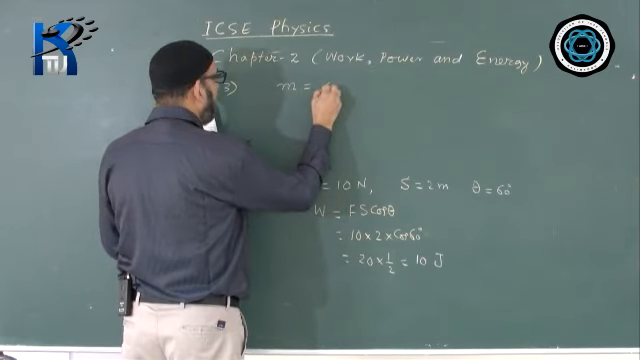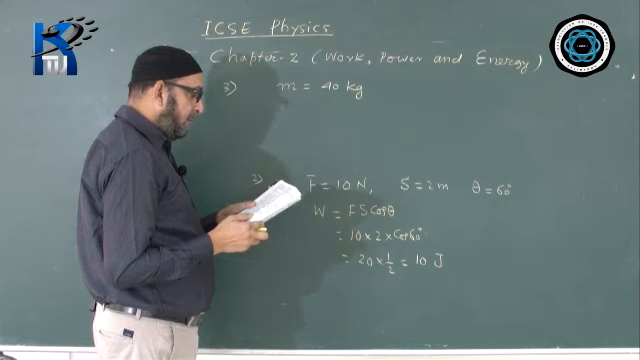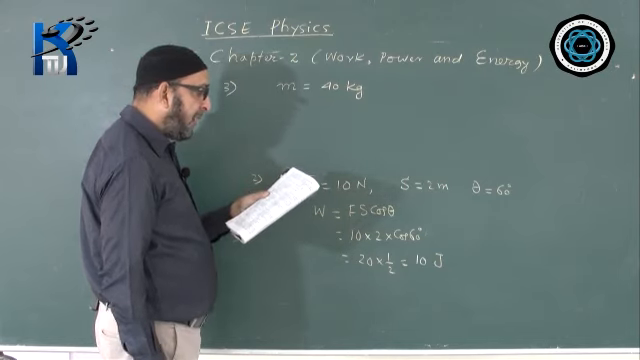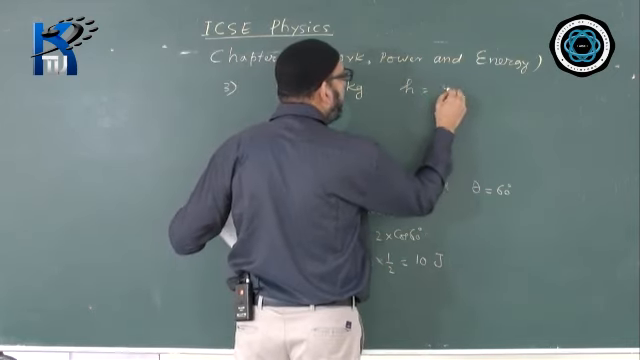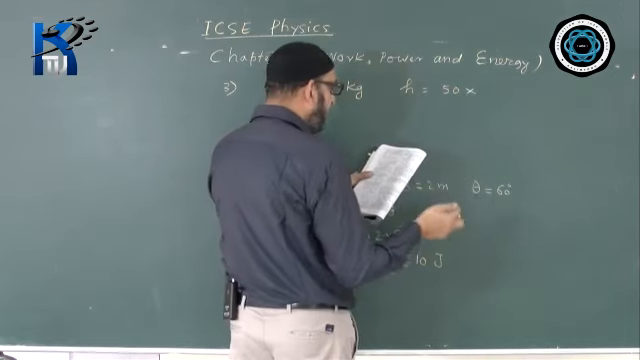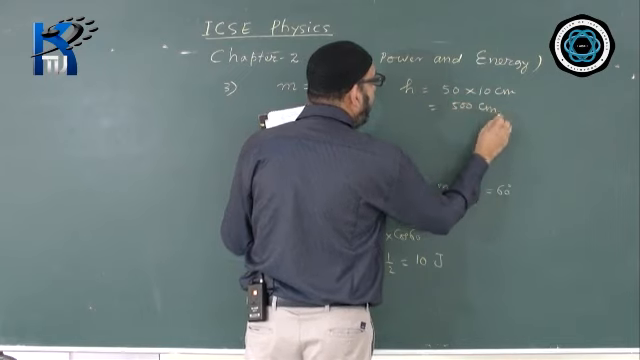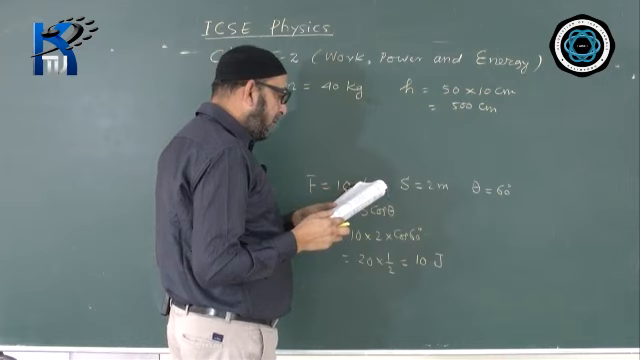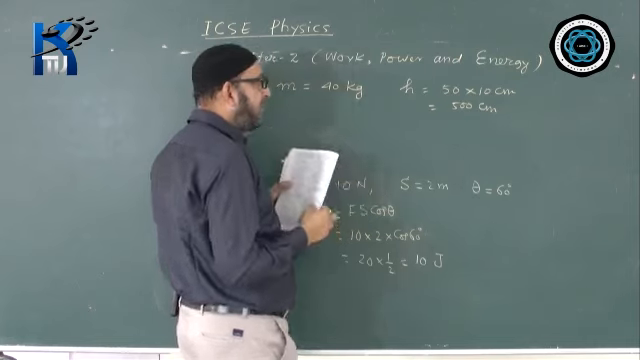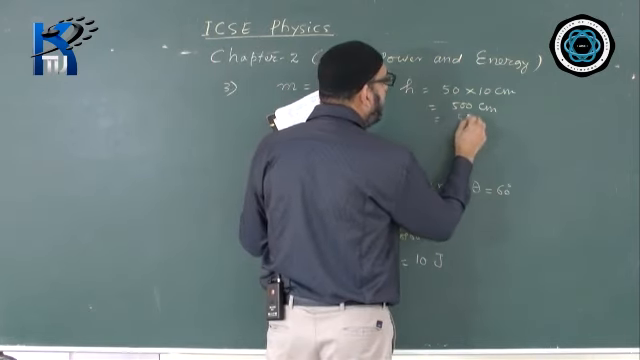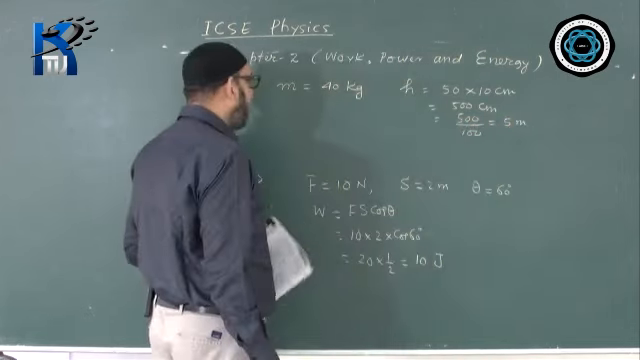Mass is given 40 kg, and there are 50 steps, and the height of each step is 10 centimeter. So, I will be writing total height: 50 steps, 50 multiplied by the height of each step, 10 centimeter, that means it is coming 500 centimeter. This is the total height climbed by the boy while taking up the steps. Total height is 500 centimeter. We will immediately change into meter. So, 500 divided by 100, the answer is 5 meters. So, height is coming 5 meter.